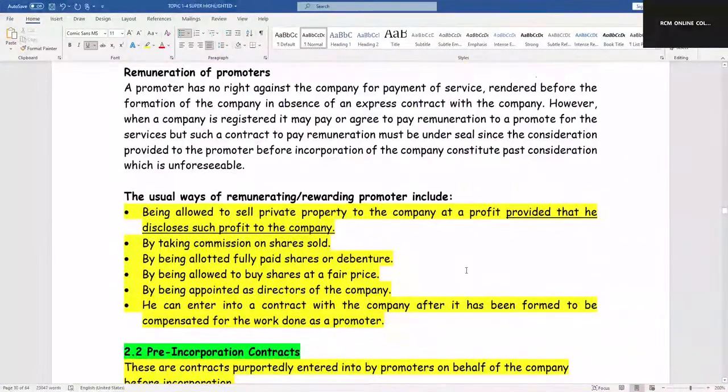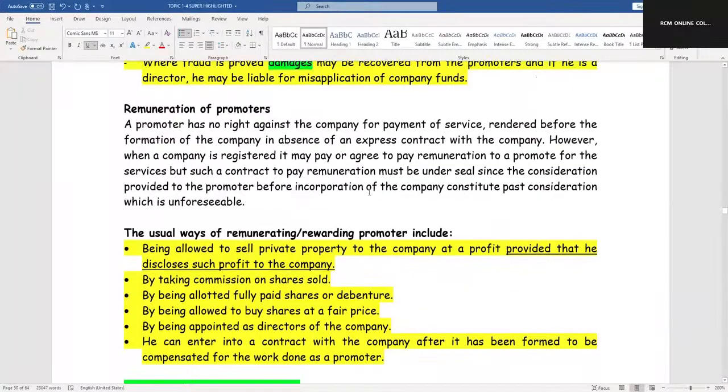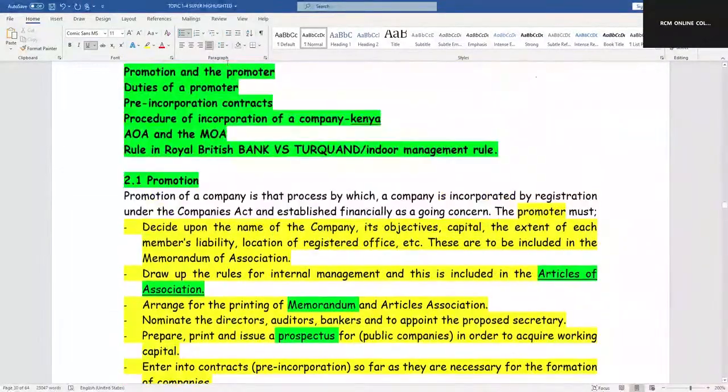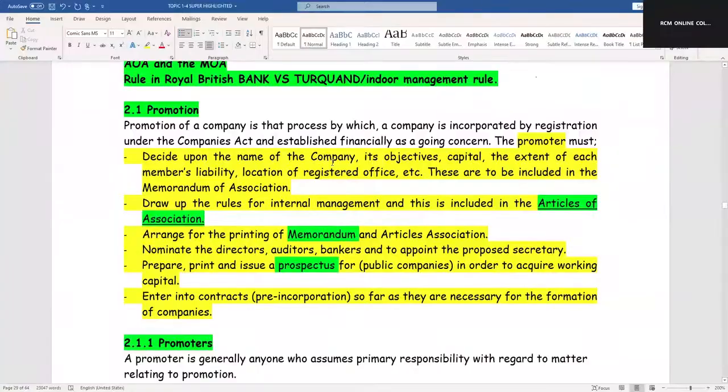Then you have the remuneration of a promoter. When you talk about remunerating, it's to compensate the promoter for the work he has done. Ideally, under the law, there's no requirement that the promoter must be paid for the services he provides in forming the company, even though you can see he plays a key role undertaking all these duties to ensure the company comes into existence. So there's no legal way in which the promoter can be remunerated or compensated.